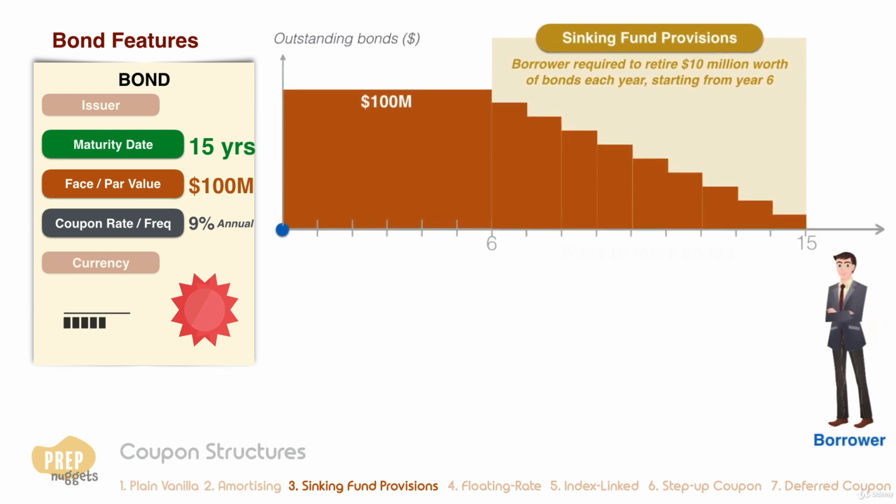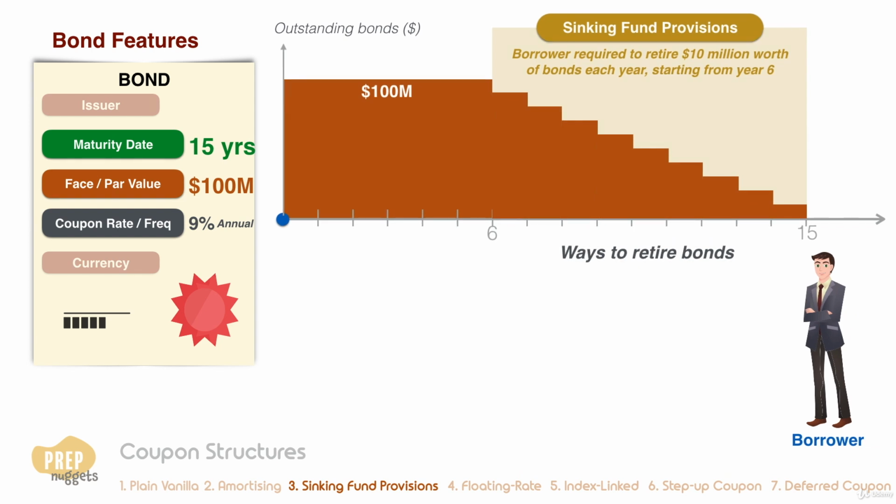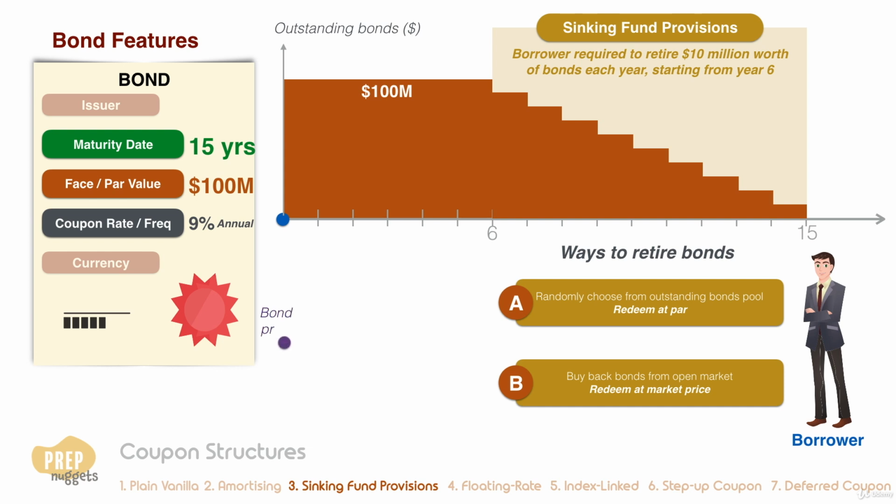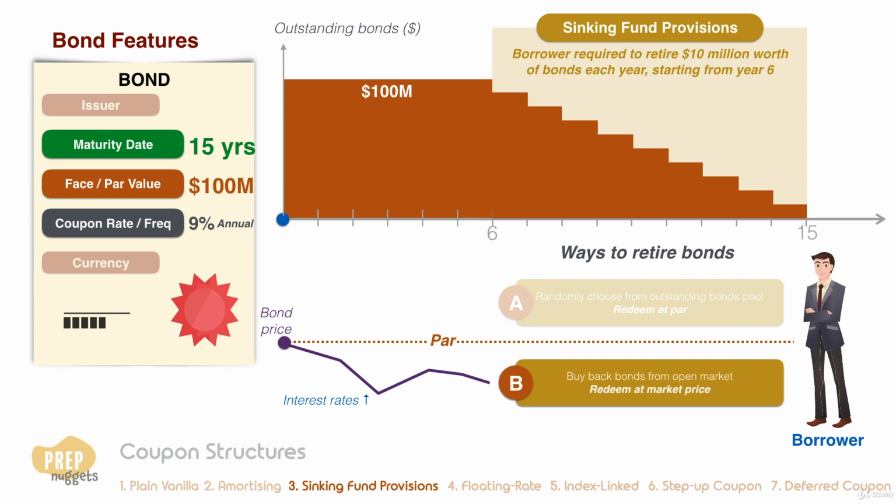There are two ways the borrower can retire the required amount of bonds. It can either redeem the bonds from randomly selected bondholders at par value, or buy back the bonds from the open market at the market price. If the market price goes below par, the bond issuer is more likely to buy the bonds from the open market at the market price. This may have the effect of increasing the market price, which will make the bondholders happy. However, the bondholders may not be happy if the reverse happens.